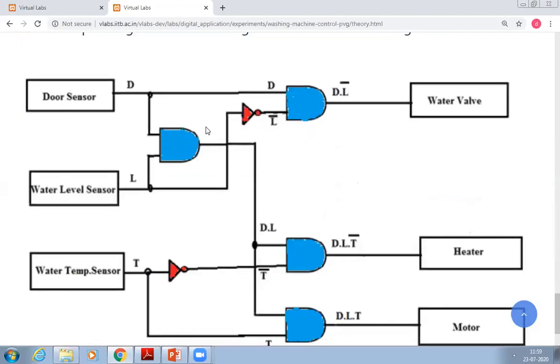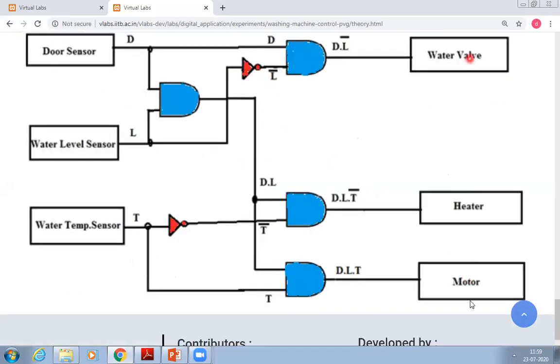So see here, this is your circuit diagram. These are input side: door sensor, water level sensor, and temperature sensor. So these are three input side, so you write down your input. This is your black box inside. We have to design these circuits based on our logic. What is output? Water valve, heater, and motor. So this is output.